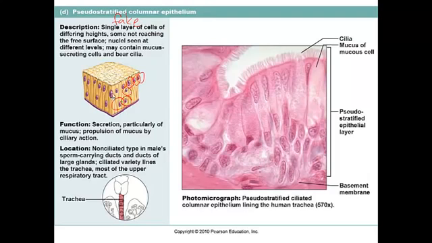So in lab, you may have to identify some pictures of these. You won't have to do that in lecture, for the lecture test. You have to know for lecture their functions and their locations throughout the body.